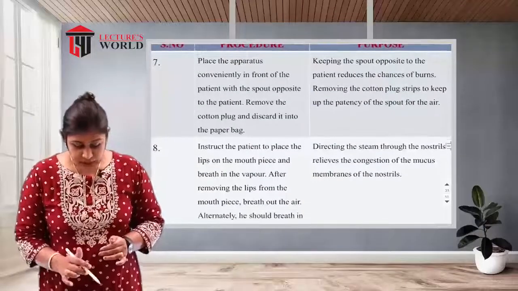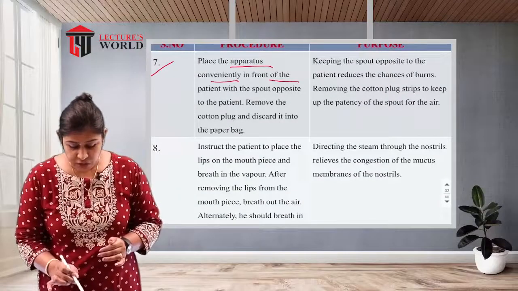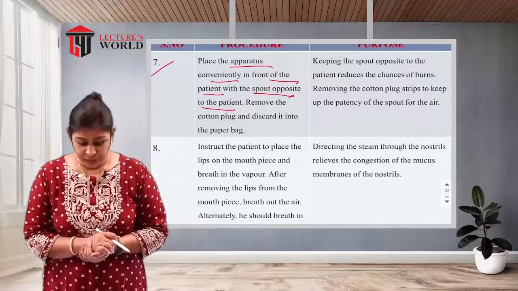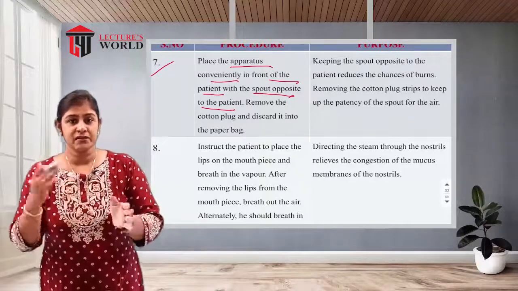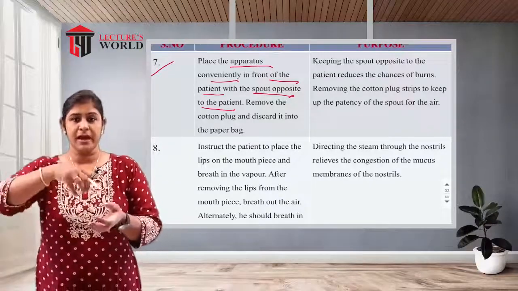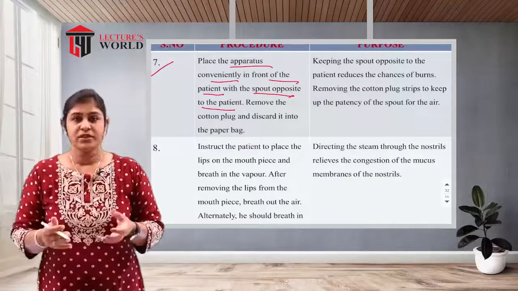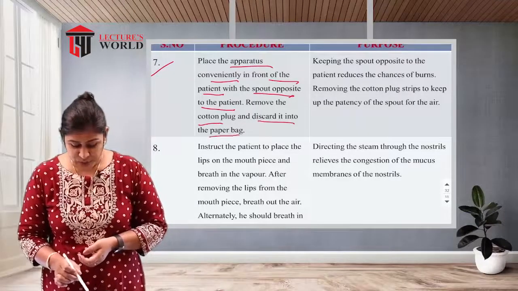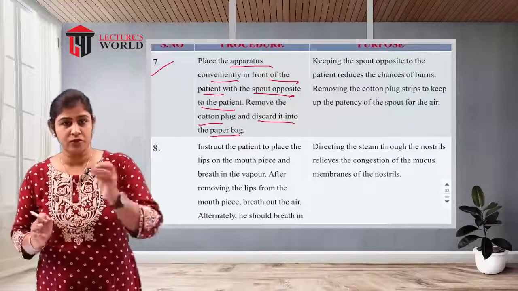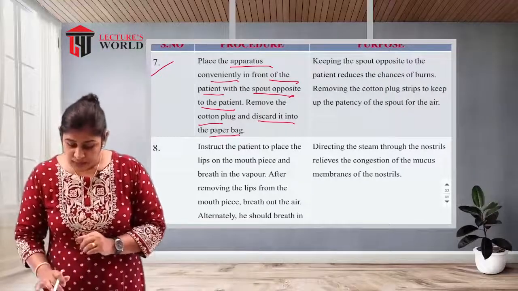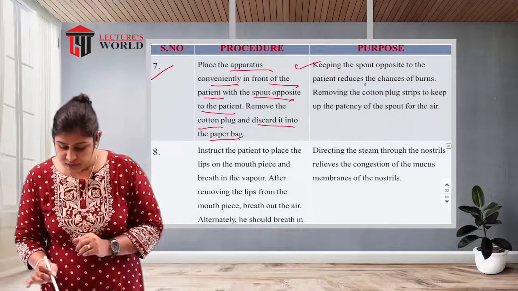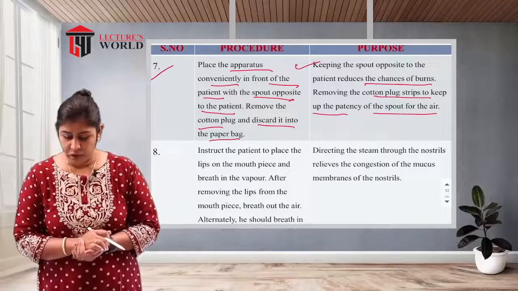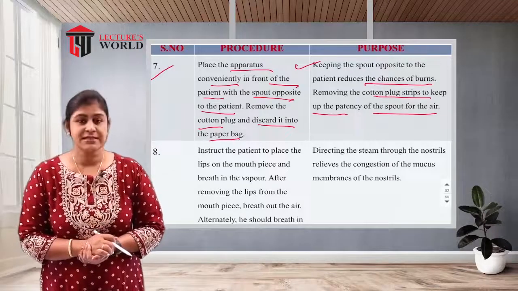7th point is place the apparatus conveniently in front of the patient with the spout opposite to the patient. Then remove the cotton plug and discard it into a paper bag. Keeping the spout opposite to the patient reduces the chance of burns. Removing the cotton plug helps to keep the spout patent for the air. Okay, so this is the 7th procedure.